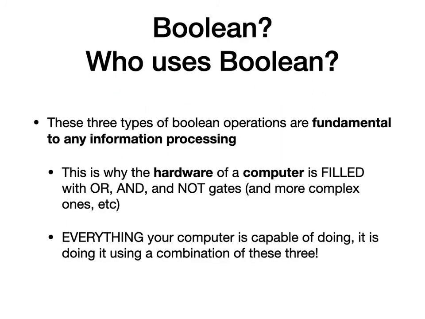Now, why? Who cares, right? Who uses Boolean? What's the deal with Boolean? These 3 operators are fundamental to any information processing. This is why the hardware of a computer is filled with AND, OR and NOT gates, like physical electronic gates that do these exact operations. Everything your computer is capable of doing, it's doing using a combination of these 3.